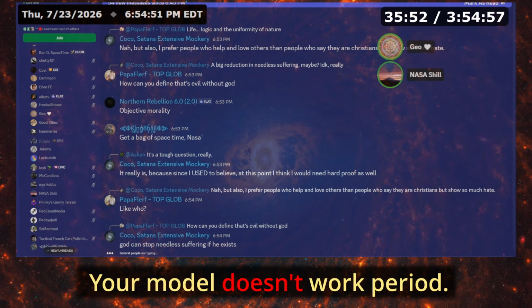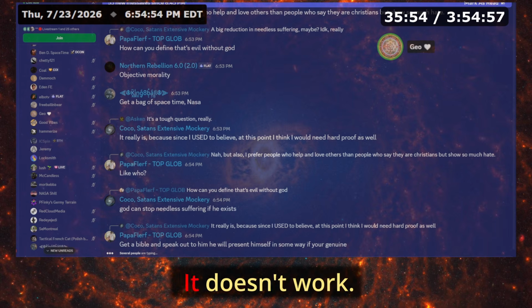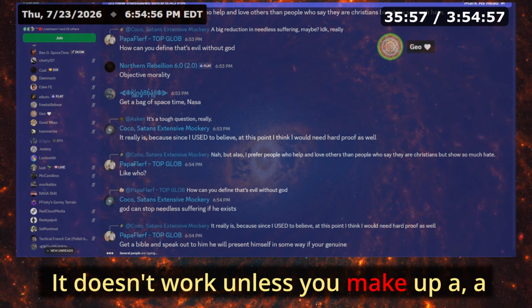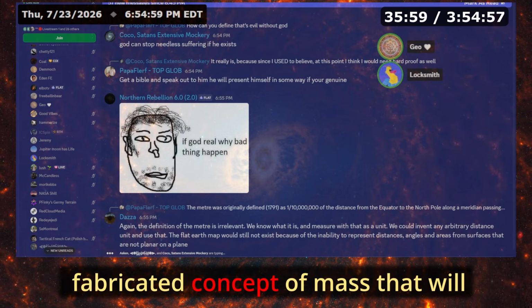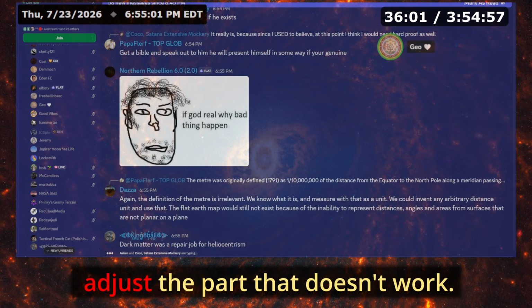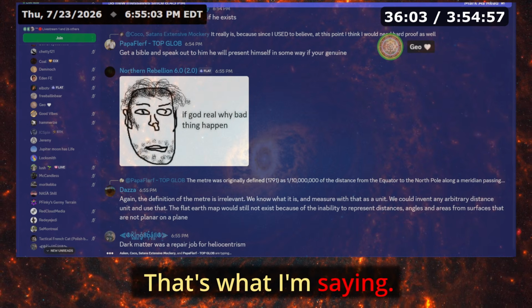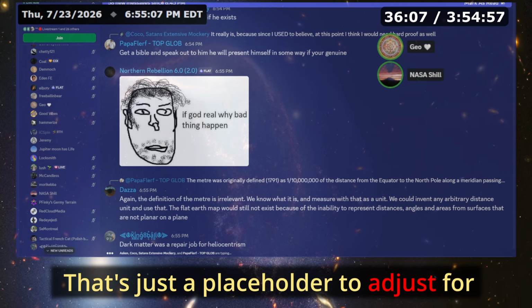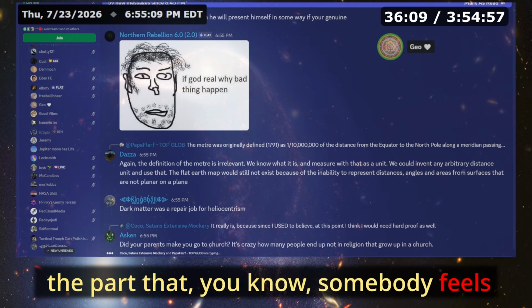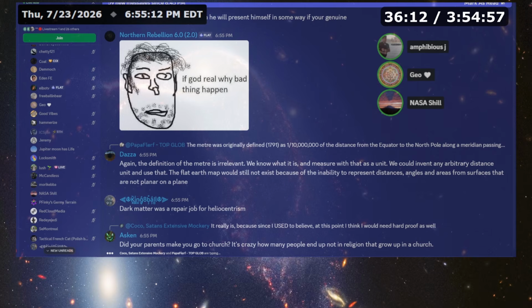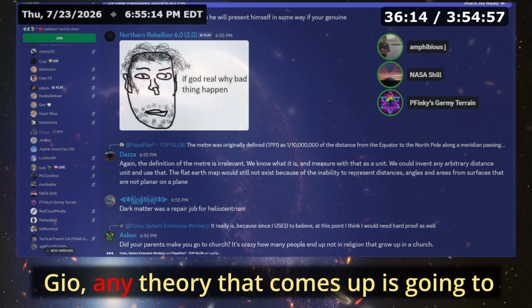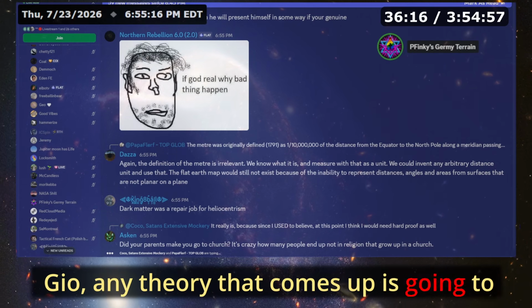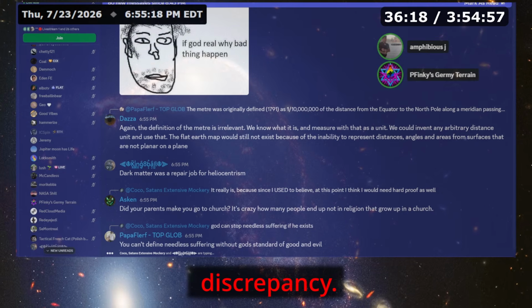It doesn't. Your model doesn't work. Period. It does not work. It doesn't work unless you make up a fabricated concept of mass that will adjust the part that doesn't work. So that's what I'm saying. If someone was to say about the 24-hour sun, dark polarity, that's just a placeholder to adjust for the part that somebody feels like they can't fully explain, whatever it may be. There's no difference. Any theory that comes up is going to have to deal with that same discrepancy.